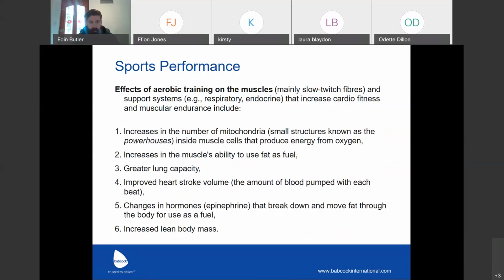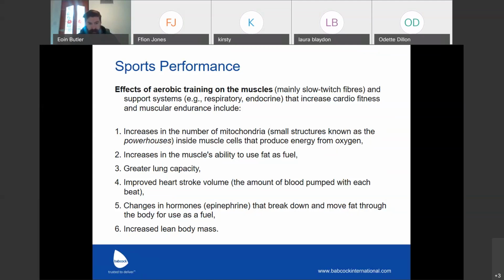So, effects of aerobic training on the muscles. So mainly slow twitch muscle fibers and the different support systems of the body, so things like the respiratory system, endocrine system, that increase cardio fitness and muscular endurance include increases in the number of mitochondria. The mitochondria are the small structures known as the powerhouses, inside the muscle cells, that produce energy from oxygen. Increases in the muscle's ability to use fat as fuel.